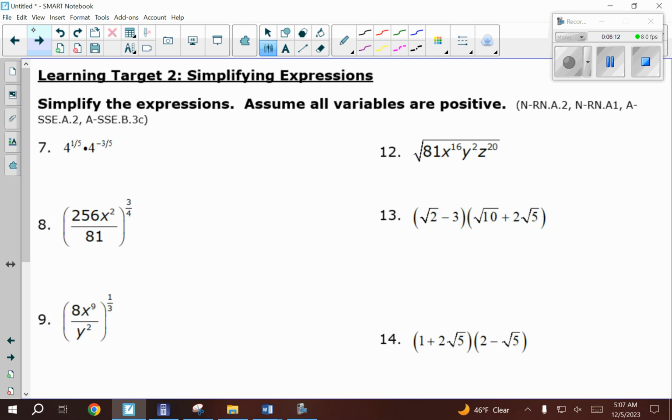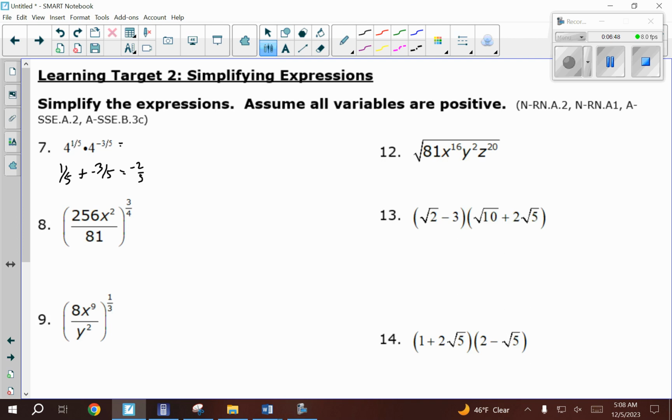Okay, so now we're going to have to do our stuff where we use the rules to apply all the different rules, actually. So if you notice in the first question, you've got a 4 times 4. Now, when you do 4 times 4, you don't actually do 4 times 4. What you have to do is you have to add the exponents together. So this is going to be 1/5. That's not a negative, so let me clear that off. So this is 1/5 plus negative 3/5. So if you do that in the calculator, it'll give you a negative 2/5.